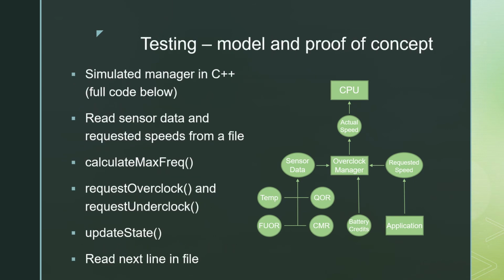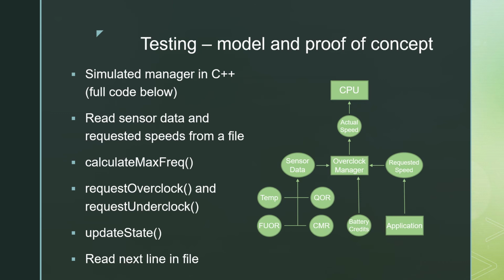Of this model, we simulated the overclock manager in C++. You can see the full code after the references at the end of this slideshow. The overclock manager first reads the sensor data and requested speeds from a file. These could be separate files, but we decided to make it a single file for simplicity. After that, it calculates the maximum frequency using the sensor data from all of the various sensors.